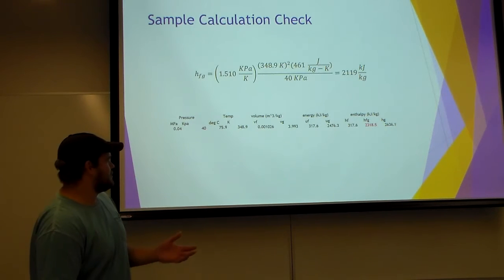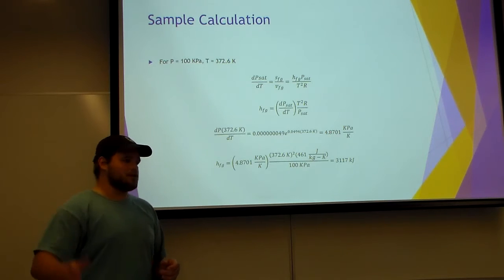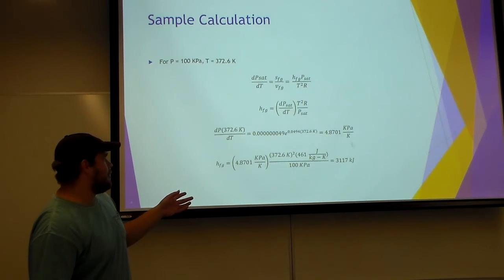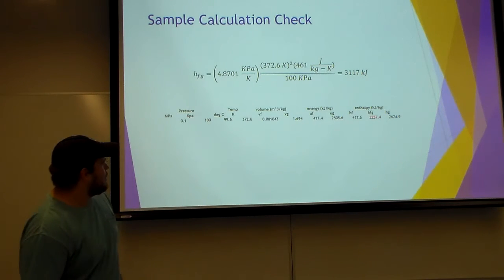Here's another sample calculation towards the end of the spectrum, and again, it gets further off by a lot, again, because the regression doesn't fit as well.